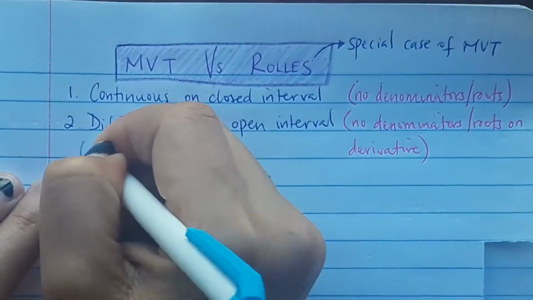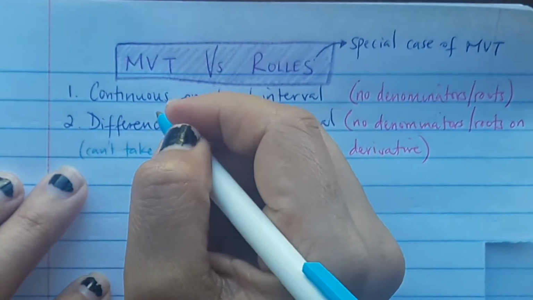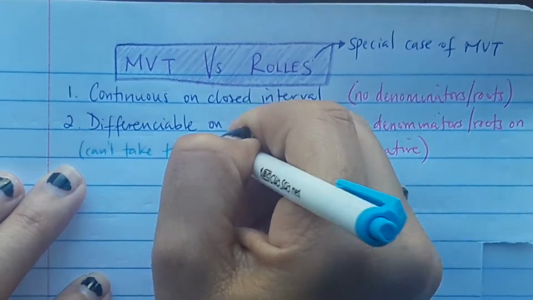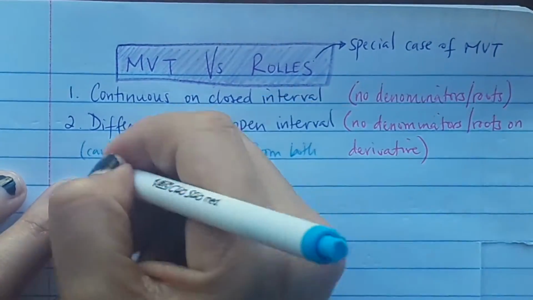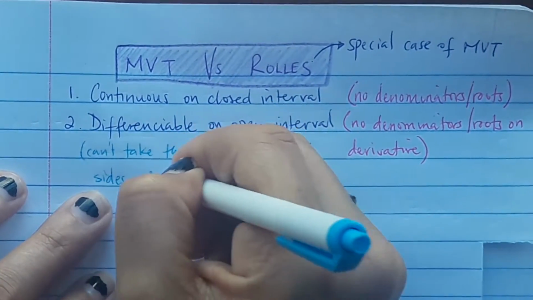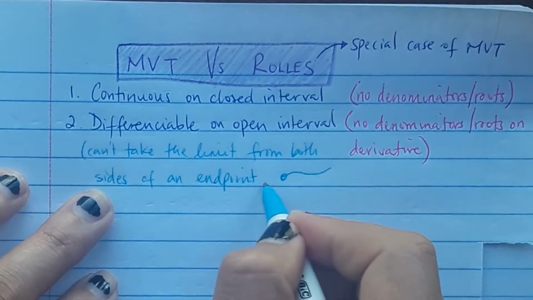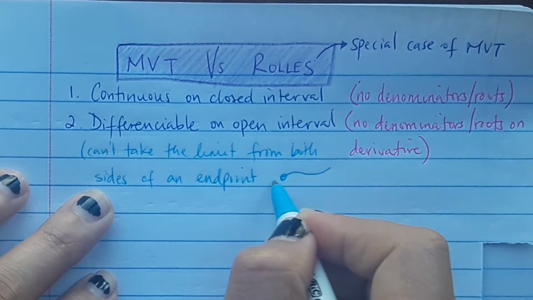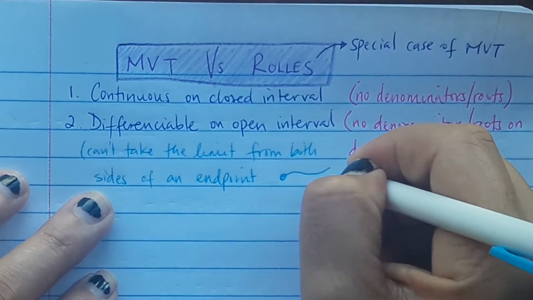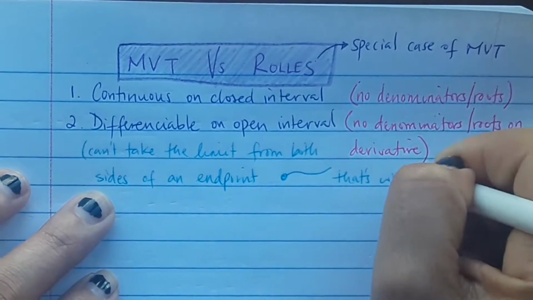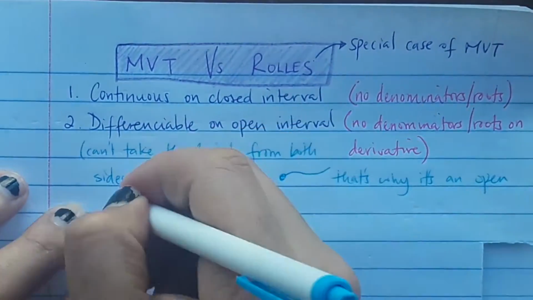It is an open interval on the differentiation because you can't take the limit from both sides of an endpoint. So if you had an endpoint, the limit as it comes from the left doesn't exist, only the limit from the right. That's why it's an open interval. That's why the derivative is always an open interval. So you need to remember that.